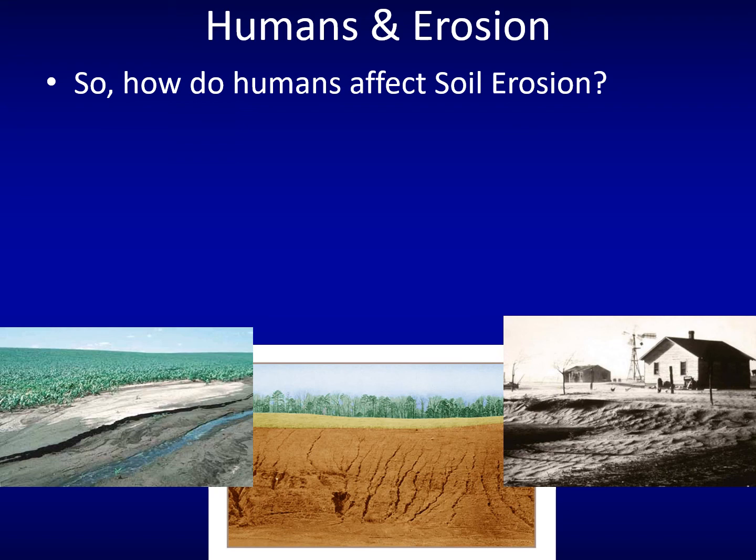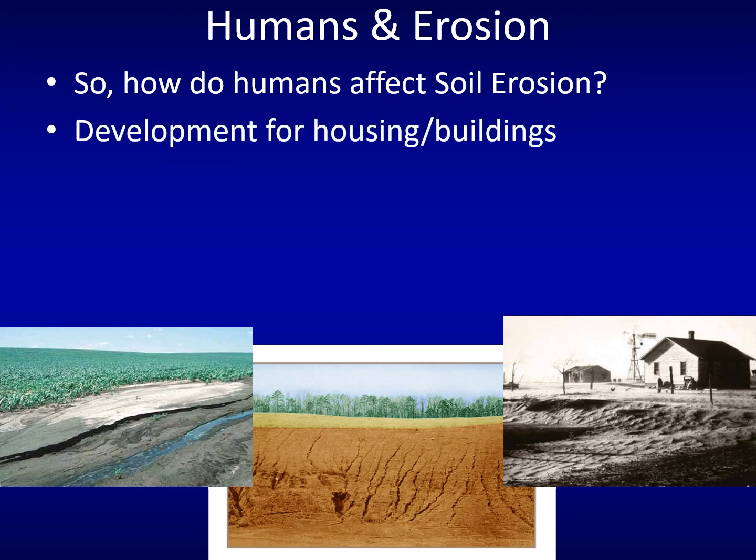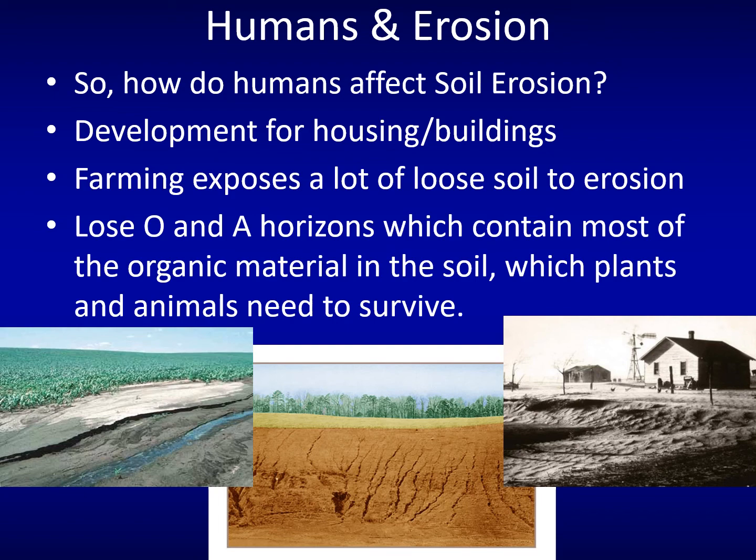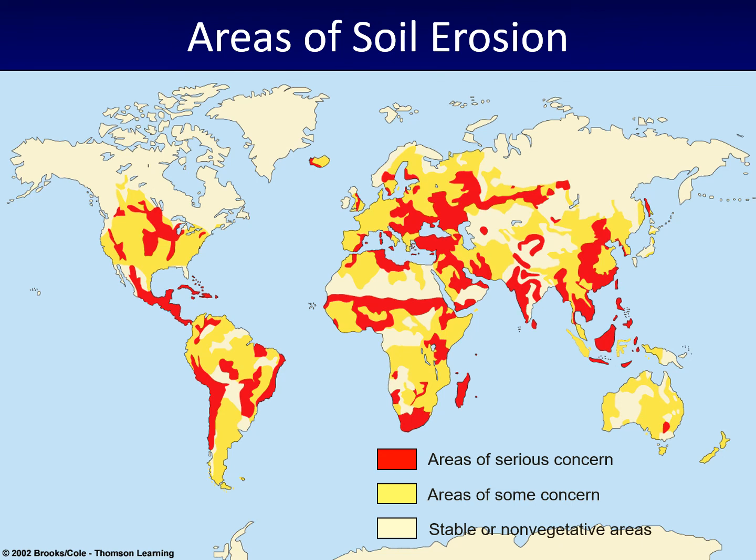So how do humans affect soil erosion? Well, developments for housing and buildings expose soil. Farming exposes a lot of loose soil to erosion, and you lose a lot of the O and A horizons, which contain most of the organic material in the soil. The plants and animals need that to survive. There's a lot of areas around the world that have some concern or serious concern from soil erosion. You can see pictured here some of those areas.